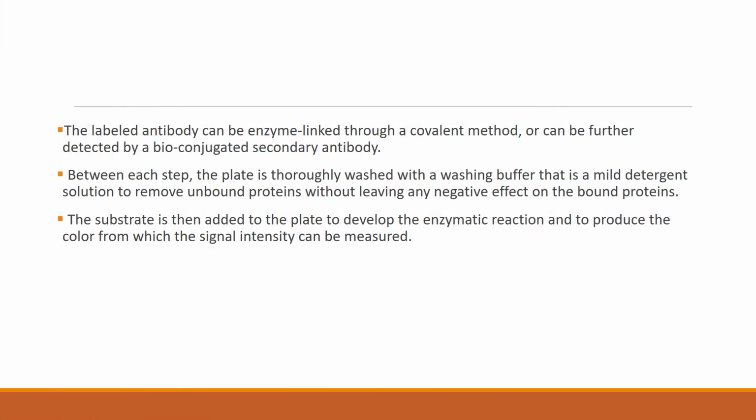The labeled antibody can be enzyme linked through a covalent method or can be further detected by a bioconjugated secondary antibody. Between each step, the plate is thoroughly washed with a washing buffer, that is a mild detergent solution, to remove unbound proteins without leaving any negative effect on the bound proteins. The substrate is then added to the plate to develop the enzymatic reaction and to produce the color, from which the signal intensity can be measured through a spectrophotometer.